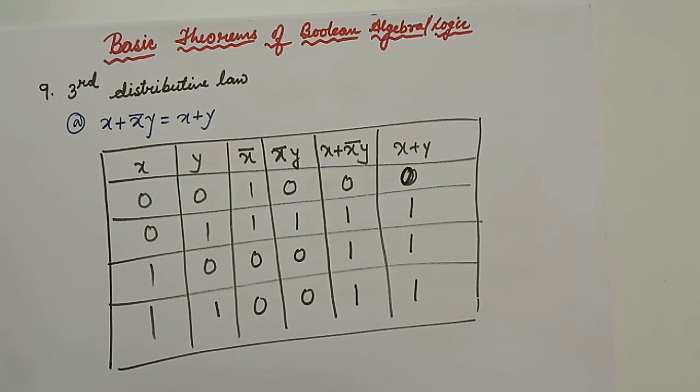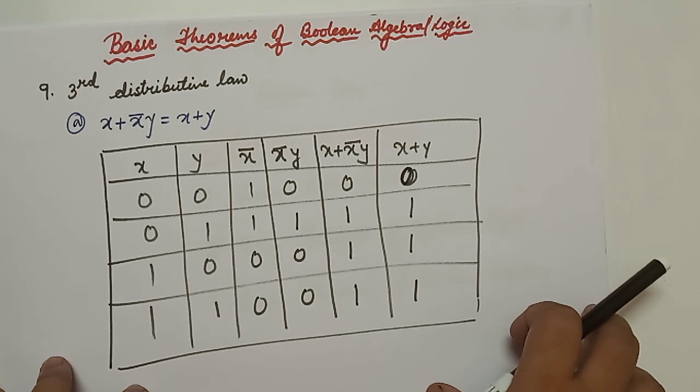In this video we have covered all the basic theorems of the Boolean algebra. In the next video we are going to talk about the De Morgan's theorem.